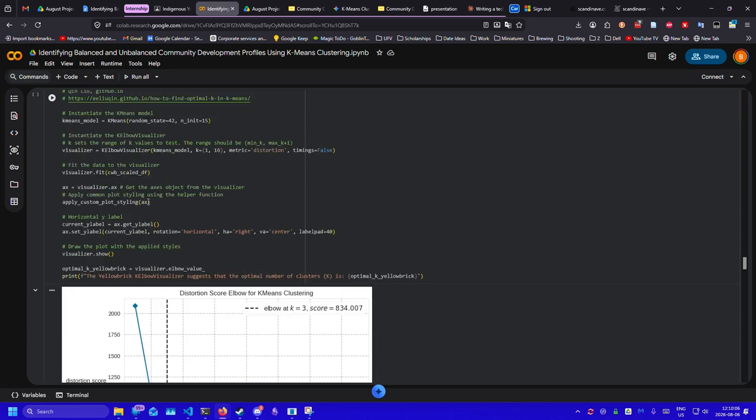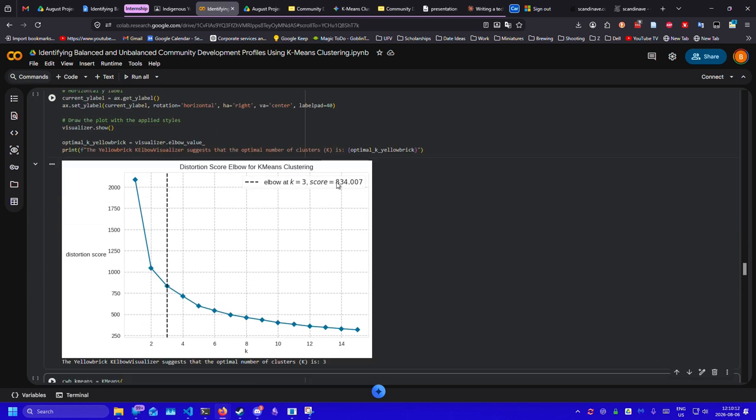So Yellowbrick uses a visualizer and the distance minimizing model from the mean line to get a score for each point in a given range, which I chose arbitrarily as 1 to 15. And it found that there was the largest increase, and largest slope, rather, at this point, 3. So that's what I went with.